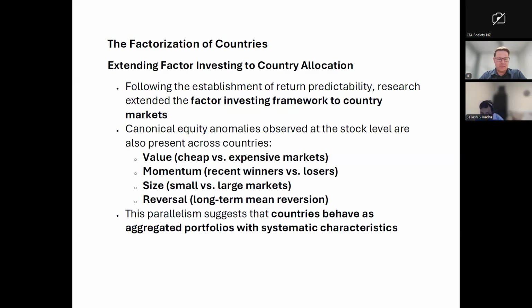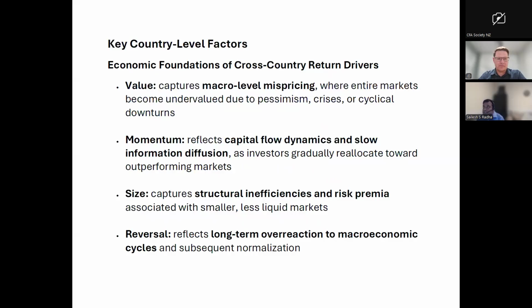But the most important thing here is, while the structure is analogous to factor-based stock investing, the drivers of these anomalies of factors are completely different at the country level. At the country level, each factor reflects some sort of macro dynamic mechanism of realignment. Value reflects macro-level mispricing, often driven by pessimism or crisis. Momentum reflects capital flow dynamics and slow information diffusion. Size reflects liquidity constraints and structural inefficiencies. And reversal is a long-term overreaction to macroeconomic cycles. As I said, it is analogous to factor-based stock investing, but the dynamics behind these cross-sectional anomalies are completely different when compared to factor-based investing in equities.